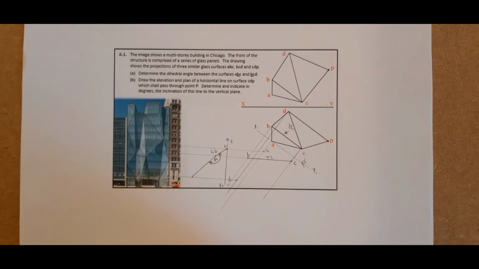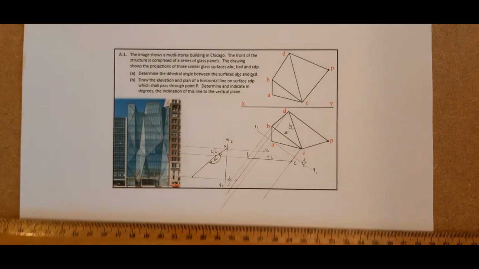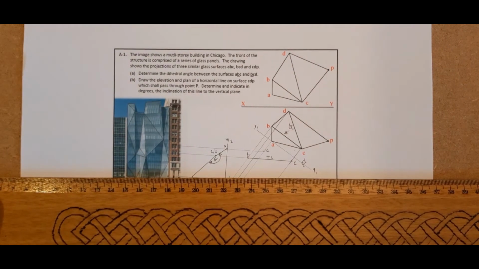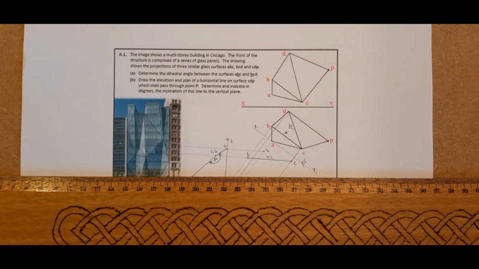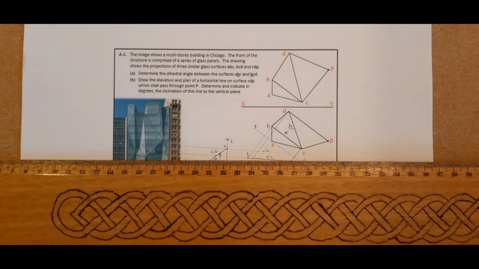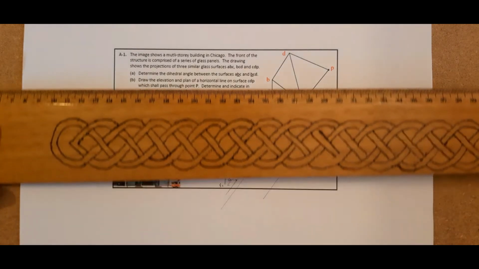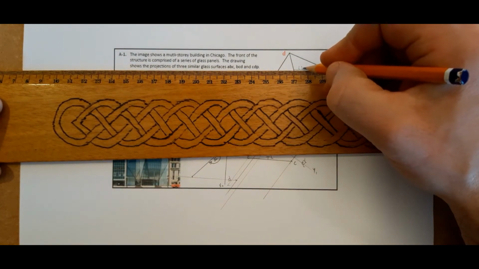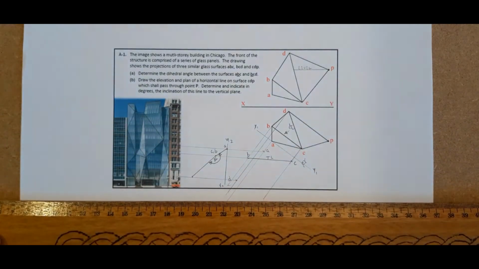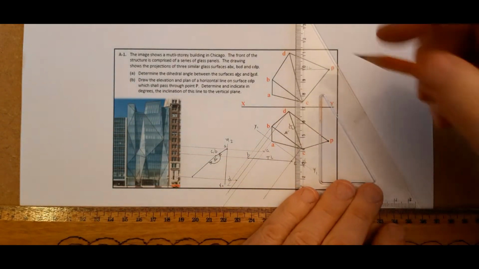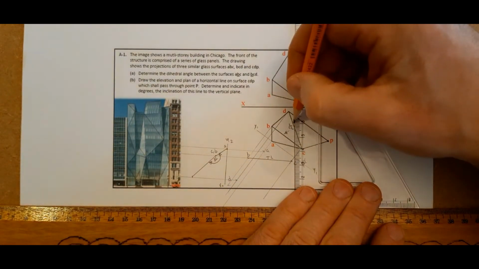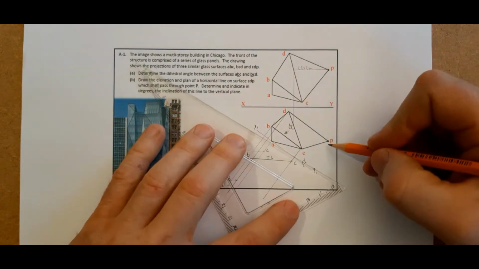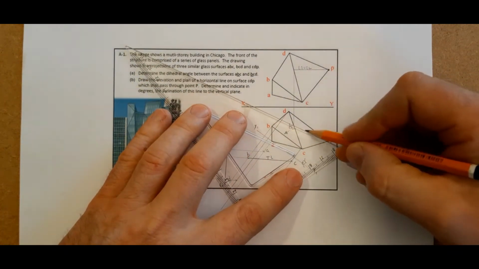Part B now says, draw the elevation and plane of a horizontal line on the surface CDP, which will pass through P, and determine and indicate in degrees the inclination of this line to the vertical plane. So we'll take it across here, level line, drop it down now into plan. And that is the line recreated.